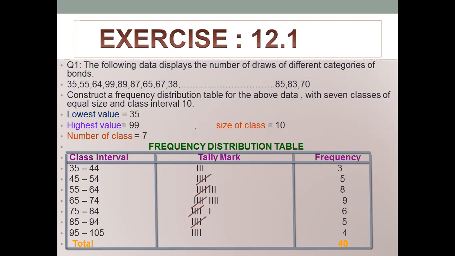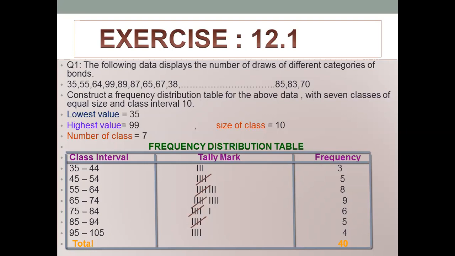First we write 5, 4 vertical lines and one line cutting them, and then again 3 vertical lines. Frequency will be 8. The next class is 65 to 74 and there are 9 numbers which lie between them in the data. First we write 5 and then 4 vertical lines, frequency will be 9.